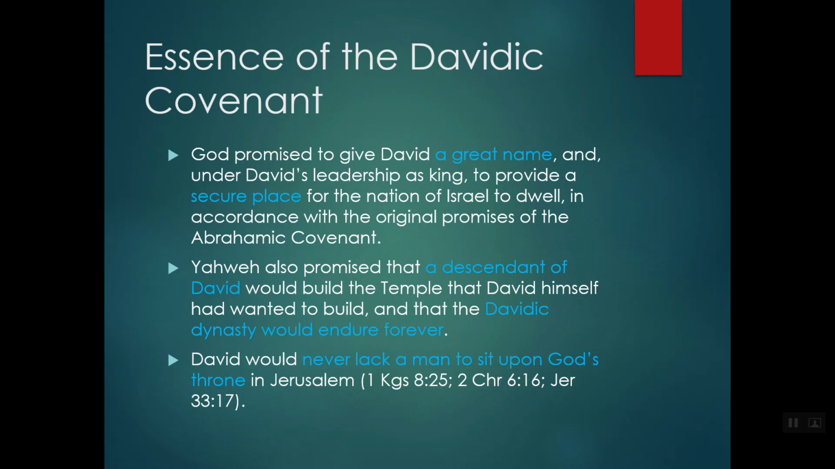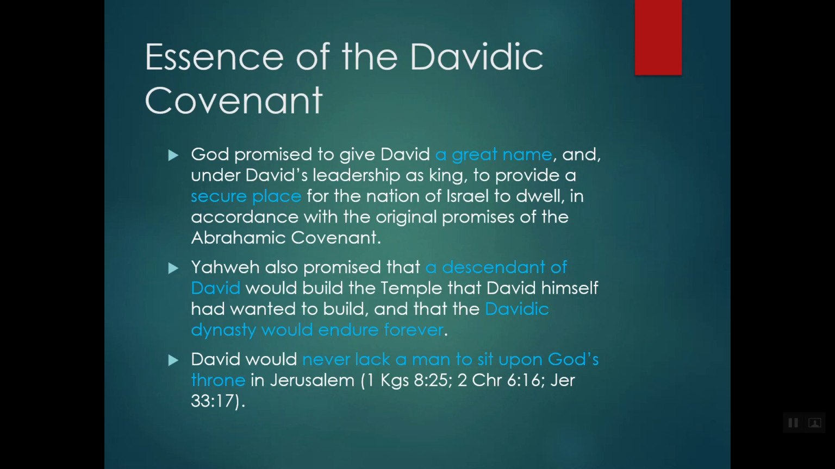If you want to summarize in one sentence the essence of the Davidic covenant, it is that David would never lack a man to sit upon the throne of Israel. I've got three scripture references there. I want to read those just so you hear that promise made. 1 Kings 8:25: Now therefore, O Lord, the God of Israel, keep with thy servant David, my father, that which thou hast promised him, saying, you shall not lack a man to sit on the throne of Israel, if only your sons take heed to their way to walk before me as you have walked.